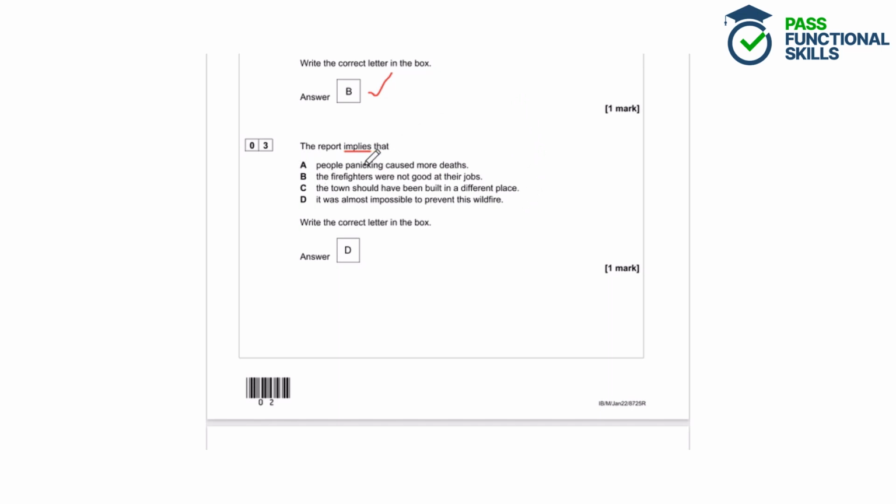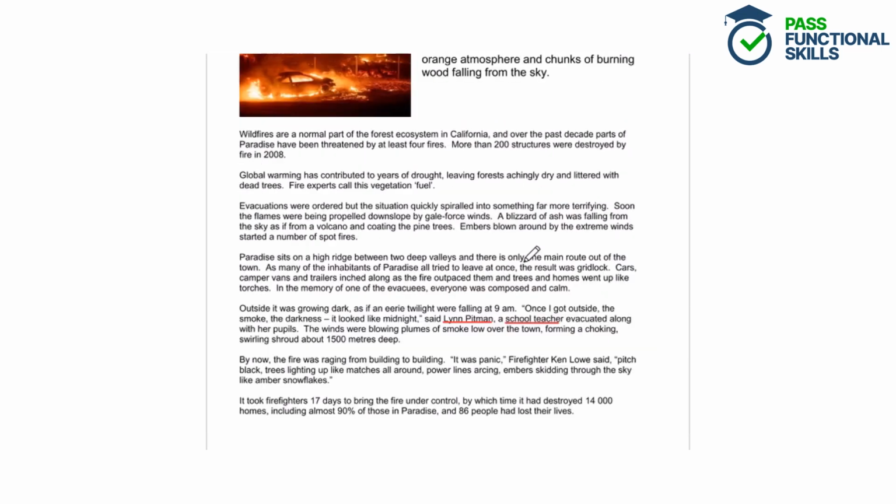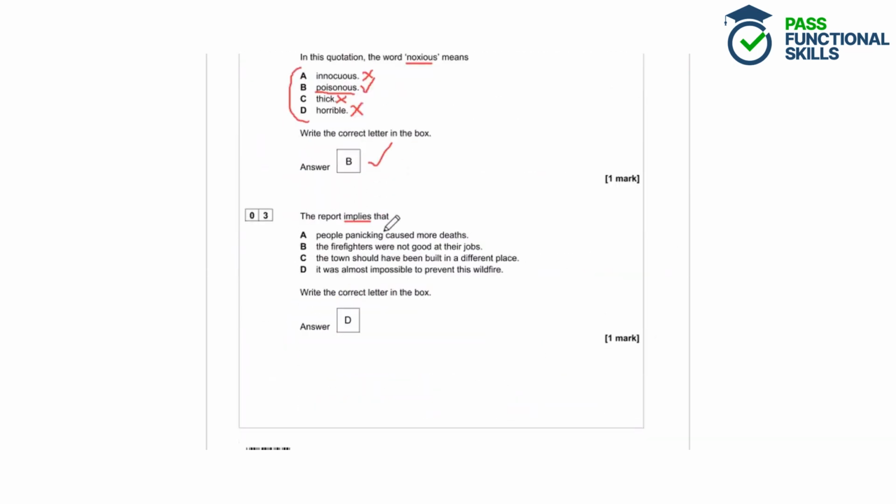So option A, people panicking caused more deaths. Well, if we have a look at the source, we do have some evidence of people panicking because it says it was panic down here, but there is also a mention of people being composed and calm, and there's definitely no mention of people dying as a result of panic. So that is an incorrect option.